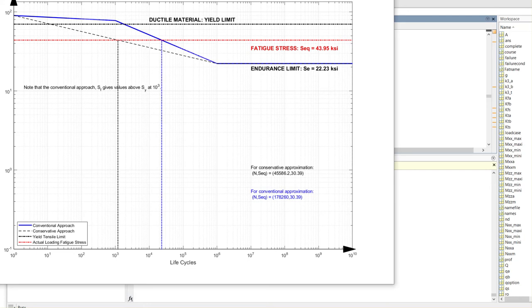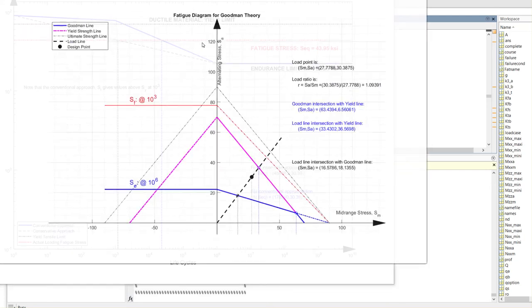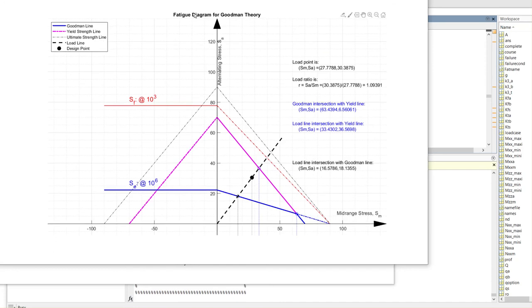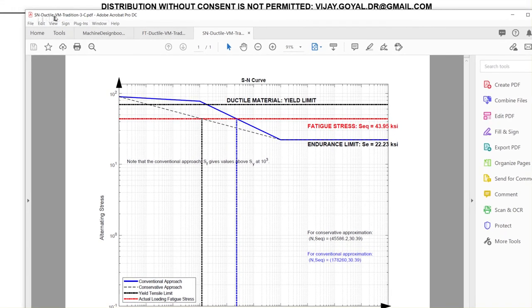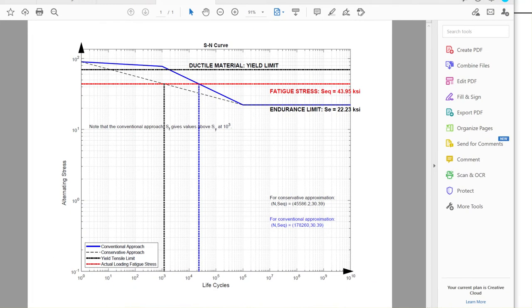and then again, it's going to solve for many, many cases. And let me just show you the final answer that I care for. So these are your final answers. Just note that I'm using SN ductile von Mises traditional 3C. And this gives me a value of 22.23. This is 43.95. So if I go here, you can see that this is actually not infinite life. It is not, at least on this line.